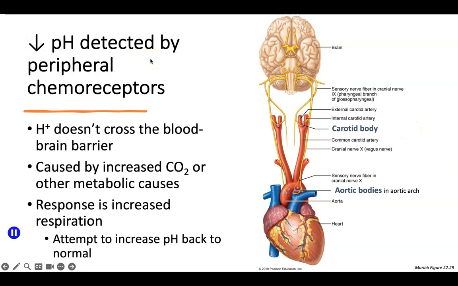Decreased pH is also detected by these peripheral chemoreceptors. One reason for that is that the protons actually don't cross the blood-brain barrier, so they can't get to the central chemoreceptors. This decrease in pH is often caused by increased carbon dioxide, but it can also be caused by other metabolic reasons. So maybe ketoacidosis is one example. The response to acidification of the blood is increased respiration. And again, this is an attempt to increase the pH back to normal.